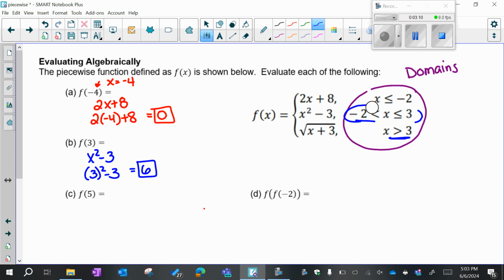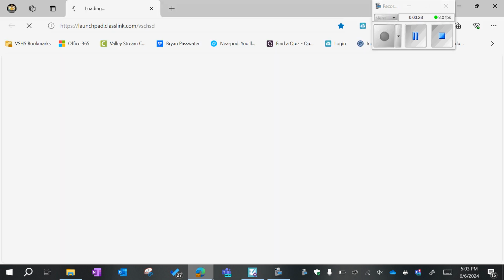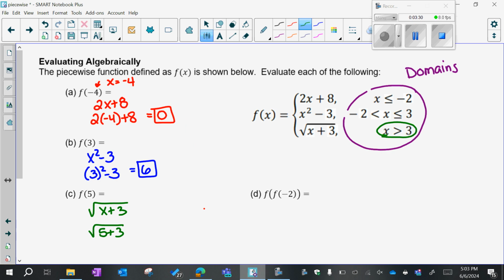Now I'm going to move on to my next one, which is f of 5. F of 5 falls in this domain down here because 5 is greater than 3. So I'm going to use radical x plus 3. That means I'm using radical 5 plus 3. So that means that this is just radical 8. If you wanted to simplify, you could. You could write this as 2 radical 2.